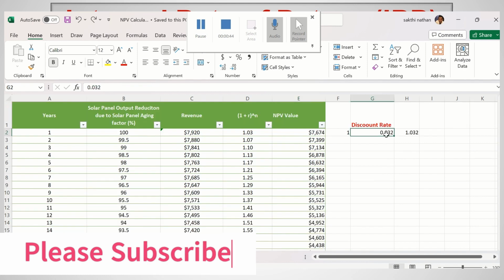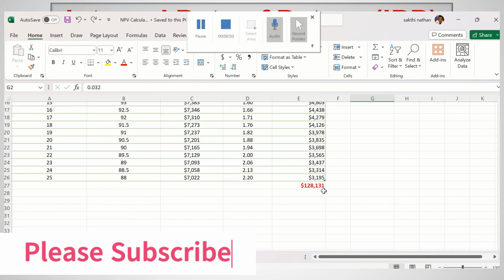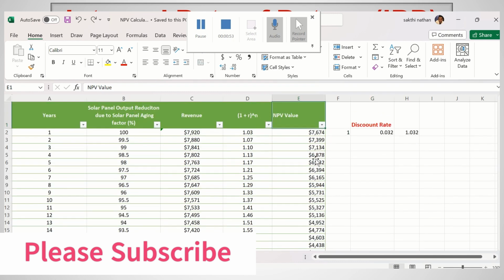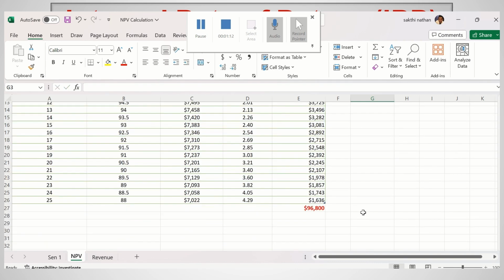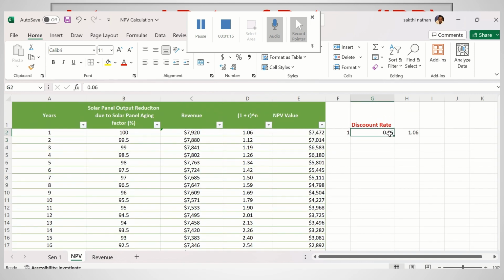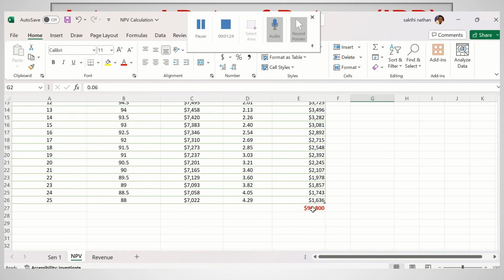So we took 3.2%, it becomes 0.032 for this value, because if you double click here you can find that every equation uses this discount rate. So if we use the other values, how is it changing? If I use 6% instead of 3.2%, it becomes 96,800.